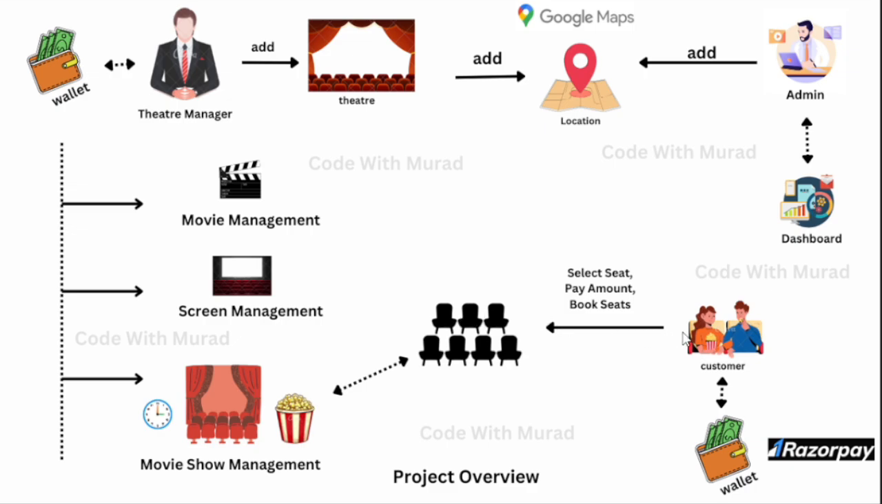And if it is available, then they can select the seat, pay the amount and book the show. And for the payment, we have integrated the Razorpay Payment Gateway, and here the concept is the customer will be having a wallet and the theater manager will also be having a wallet. So the customer can add money to the wallet by using Razorpay, but when he books the show, at that time that particular amount will get debited from the customer's wallet and it will get credited to the theater owner's wallet, and the theater will be able to see that particular amount in his wallet then.